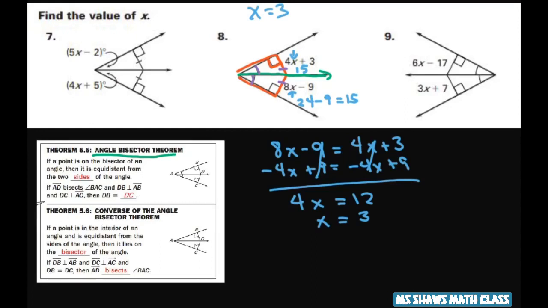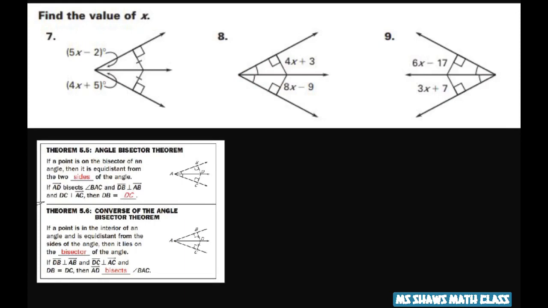And we're going to do the same thing with number 9. So number 9, it's just like this one. These two angles are congruent. And we have these are perpendicular. These lines are perpendicular. We know this is an angle bisector here from this point. This ray here. So these two sides here are congruent. So set them equal to each other.